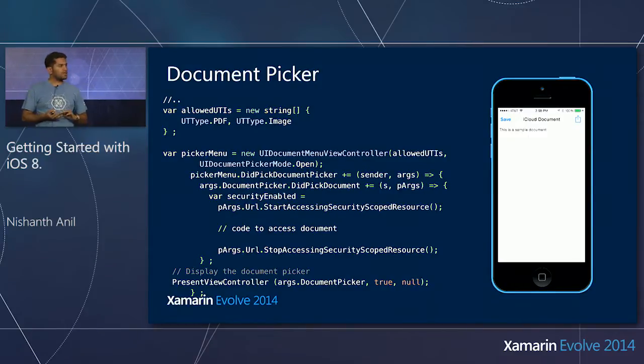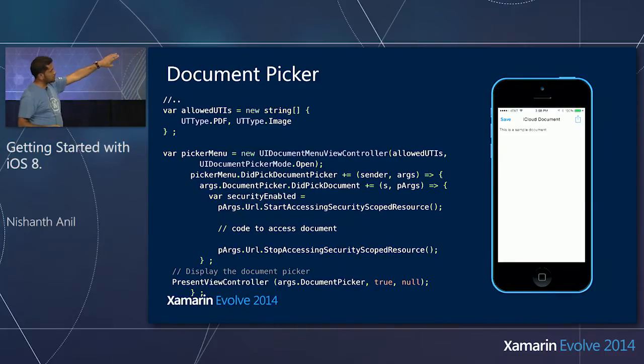Now, here's how you do it. First thing is you have to tell what types you are looking for. So you set UTType PDF or image in this case. There are more enumerations you can add. And then finally, you have the UIDocumentMenuViewController, where you pass in the types that you're looking for. The picker menu has an event called didPickDocumentPicker that gets fired. I'll just show you right now.